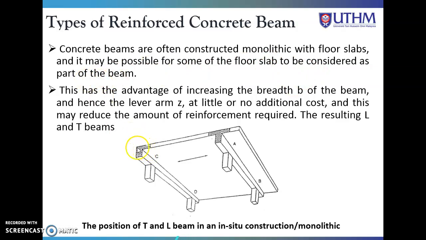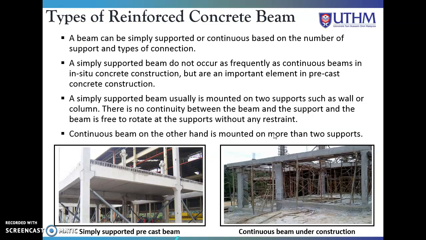So maksudnya kita nak cakap kat atas pada beam ni mesti akan ada, most of the time lah, mesti akan ada floor slab. Okay, this will has advantage of increasing the breadth B of the beam and hence the level arm Z. So maksudnya kat sini dia akan lebarkan dia punya B, so dia akan cut cost lah ataupun reduce the amount of the reinforce required. Okay, so terhasillah L and T beam. Maksudnya kalau di sini kita tengok ini adalah L beam, ini adalah T beam. Okay.